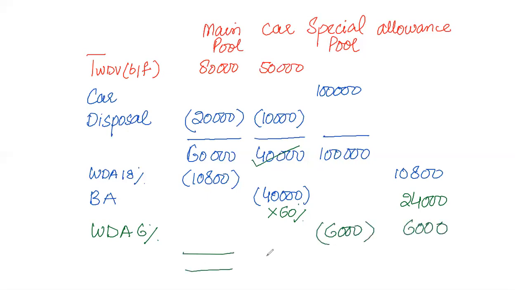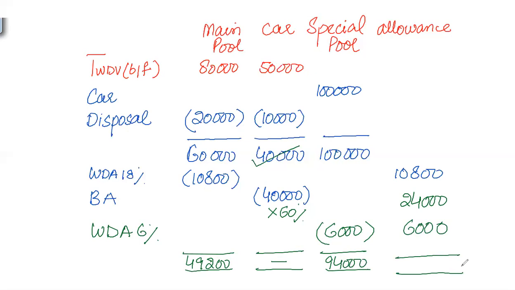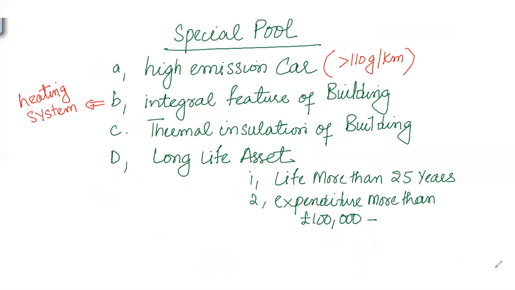Now find out the TWDV carried forward balance and the total of allowance balance. So in this way, we have the allowance total of 40,800. Another important concept is the special pool item.